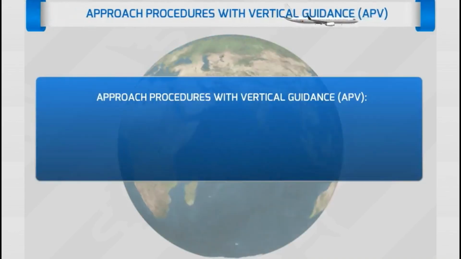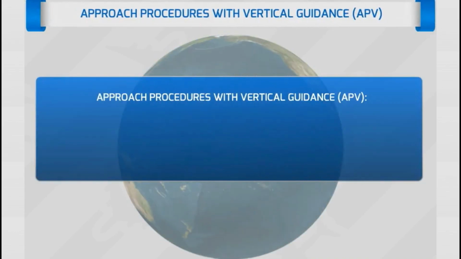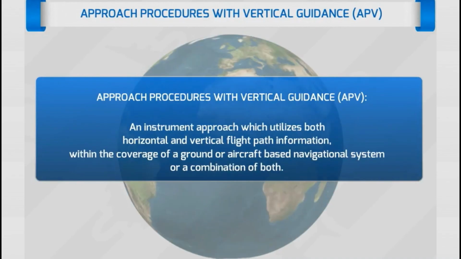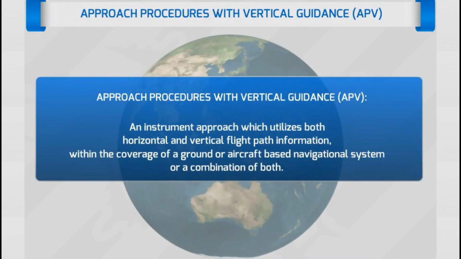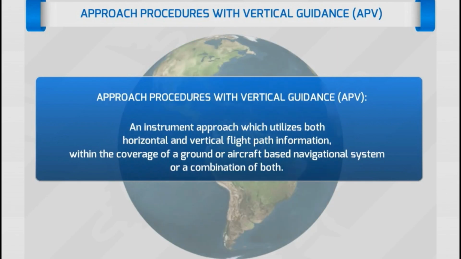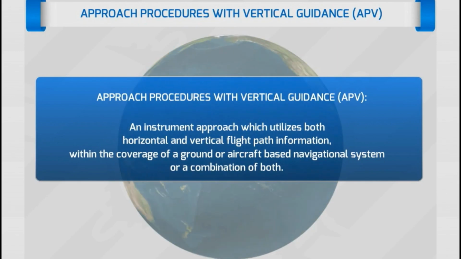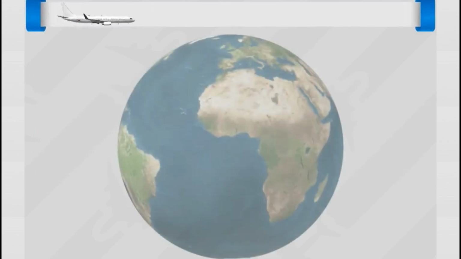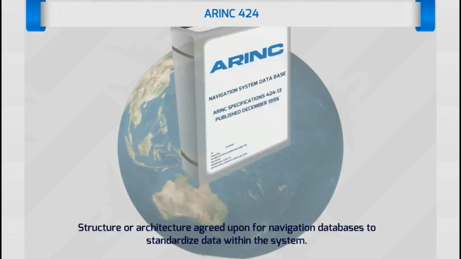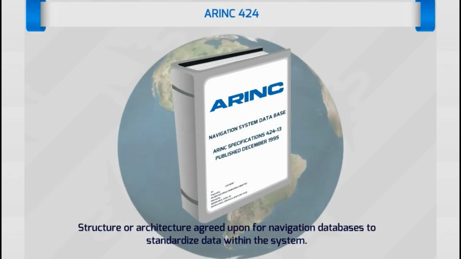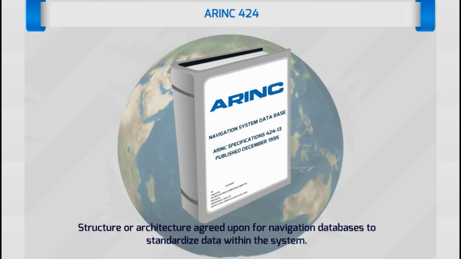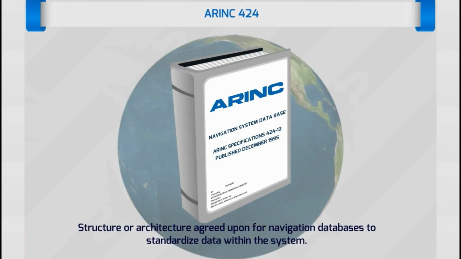Approach procedures with vertical guidance, APV. An instrument approach which utilizes both horizontal and vertical flight path information within the coverage of a ground or aircraft-based navigational system, or a combination of both. ARINC 424. Structure or architecture agreed upon for navigational databases to standardize data within the system.